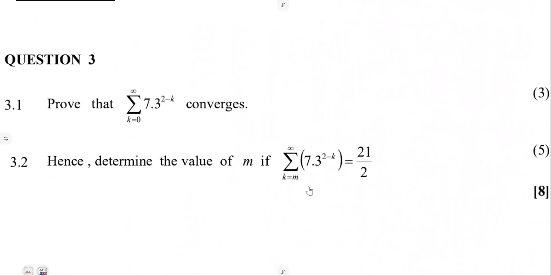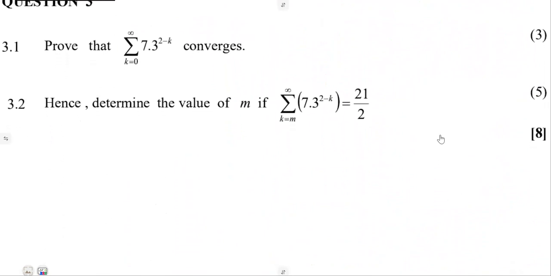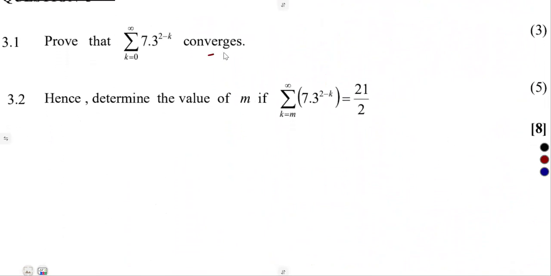Question number 3. Prove that this summation converges. Where we have an infinity there. Once an infinity is given, guys, it simply means it converges. But here they want us to prove it. So to prove that it converges, since it's a geometric series, we just need to deal with the ratio. The constant ratio R is supposed to be greater than minus 1 but less than 1. So let's determine our R in that case.